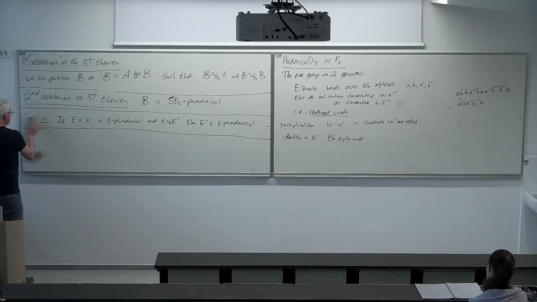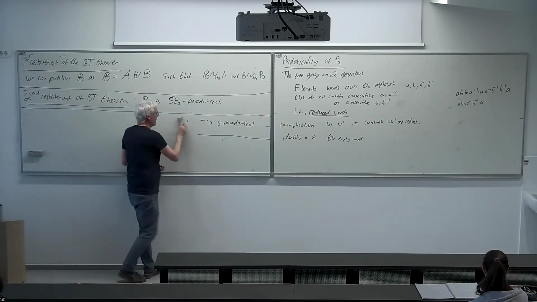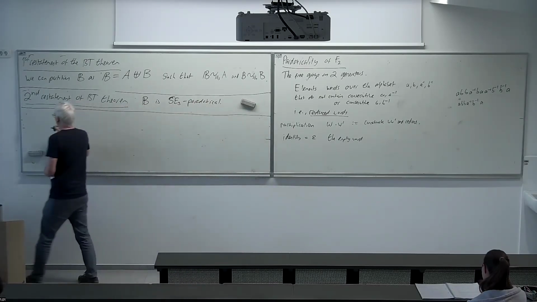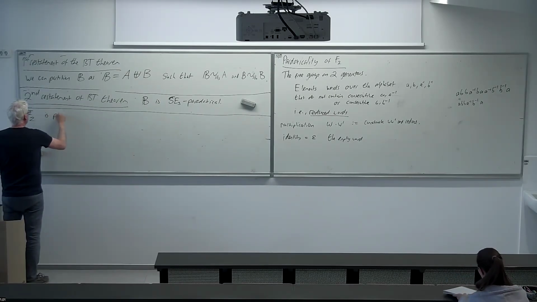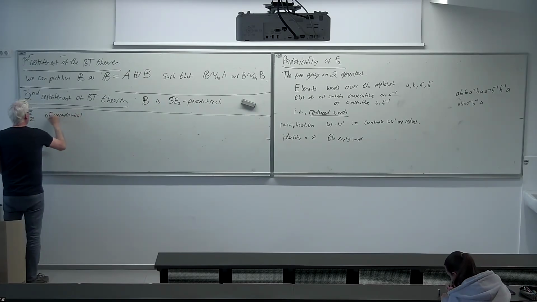So I'm going to keep the restatement of the Banach-Tarski theorem. We're going to do this at the bottom of the board. So F2 is paradoxical. Is F2 paradoxical?